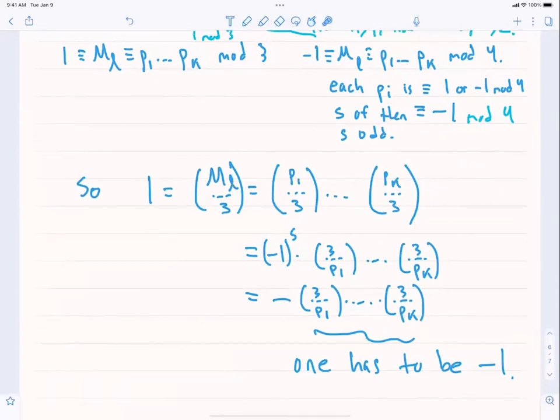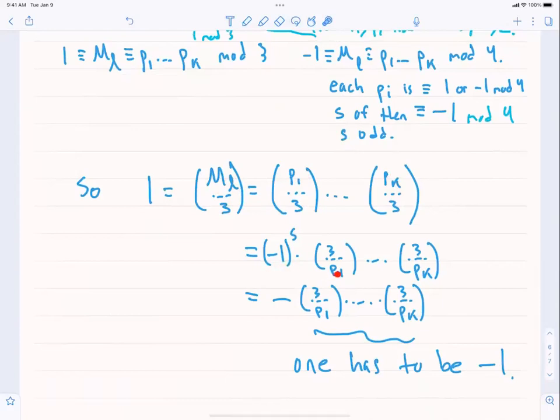So I know m_L is 1 mod 3. So m_L is a square mod 3. So 1 is the Legendre symbol of m_L over 3. Now I can write that as the product of the p_i over 3, just using this statement. Then to each of these, I apply quadratic reciprocity. Since the bottom is 3, I'm going to get a -1 every time for every p_i that's 3 mod 4, or -1 mod 4. So I get a -1 to the S.